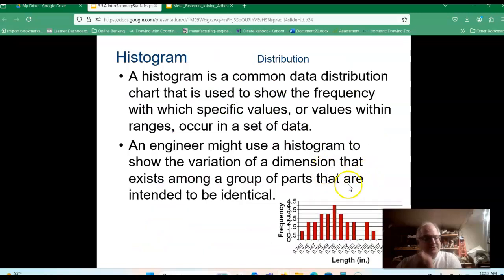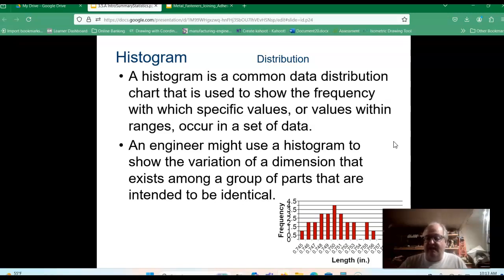So, all right. Now we're going to talk real quick about the ways that we can show this to give a visual representation of that. One of those methods is what we call a histogram. It is a common data distribution chart. We use this to show frequency based on the value that we want to show. So we can use these in inspection reports.